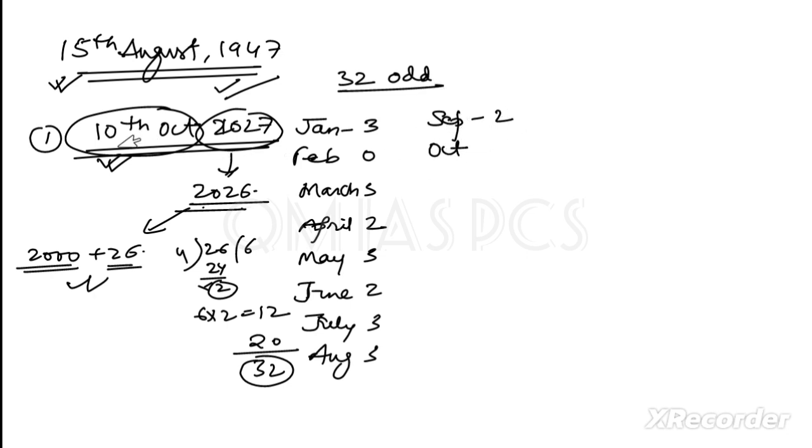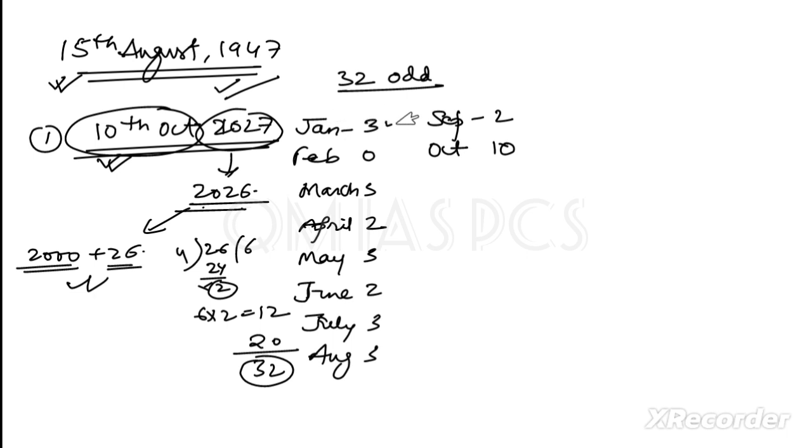October till 10th, so we have to write 10 here. I have told you whatever date is given, we have to calculate completely, till that date. If there is any mistake you can say, because maybe I made a mistake somewhere.